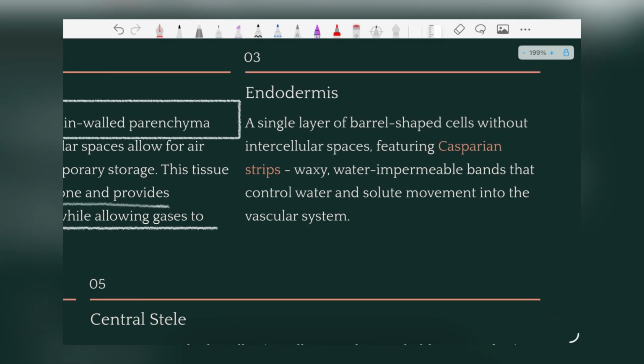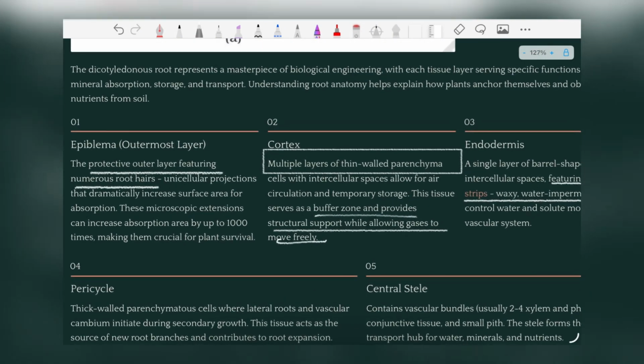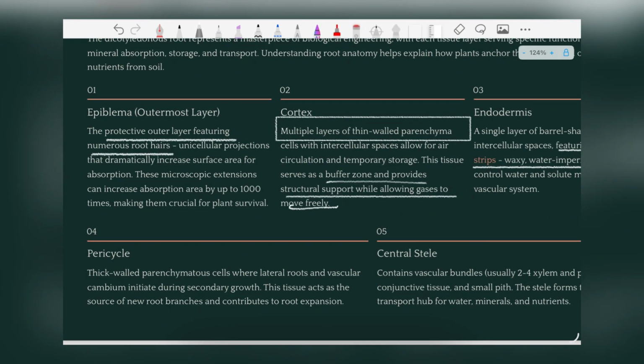Endodermis. A single layer of barrel-shaped cells without intercellular spaces, featuring Casparian strips, waxy, water-impermeable bands that control water and solute movement into the vascular system. The Casparian strip is what? Waxy and water-impermeable bands. What is its use? It is used to direct the water incoming and the solute movement towards the vascular system.